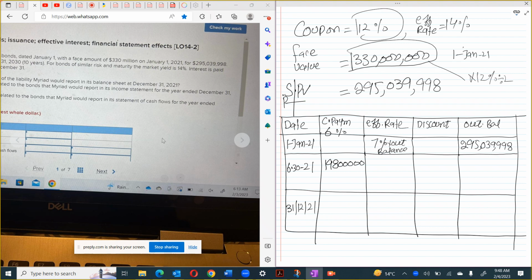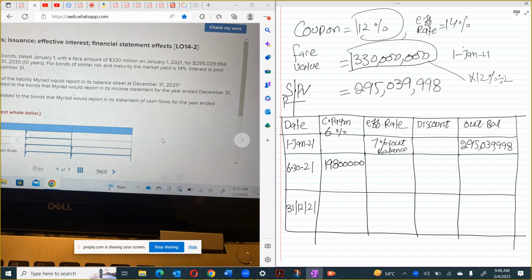For this part, if you do it, it will take time, so I will do it because I know how to do it. We can do number four, the upper one. Yeah, this one: prepare the journal entry to record the interest on 30th June 2021. Okay, so 30th June 2021.